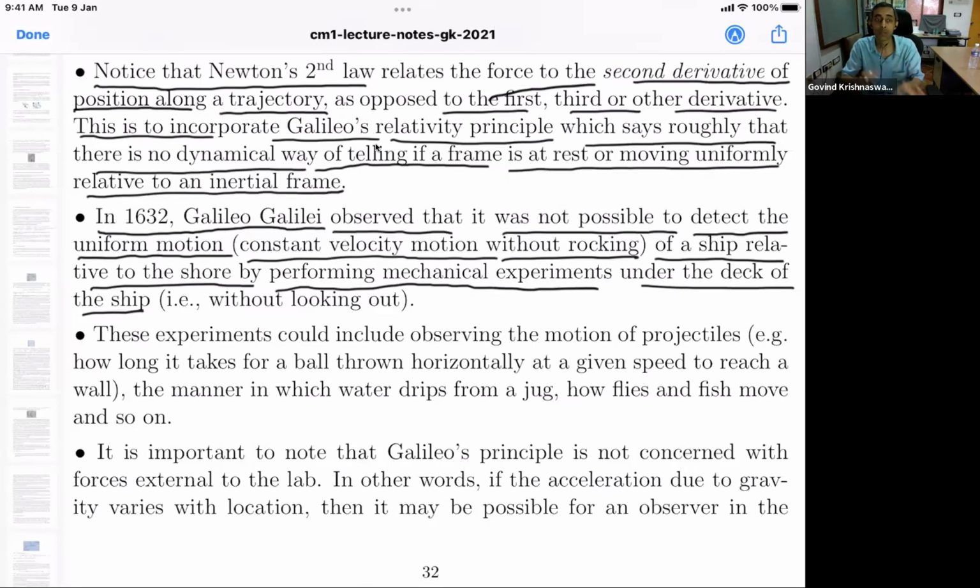And he does all of this on the one hand in a ship that is at rest in the dock, and one that is moving uniformly. And he asserts that it is not possible through such experiments to tell whether the ship is at rest in the dock or moving uniformly. So this was Galileo's very detailed and picturesque discussion.